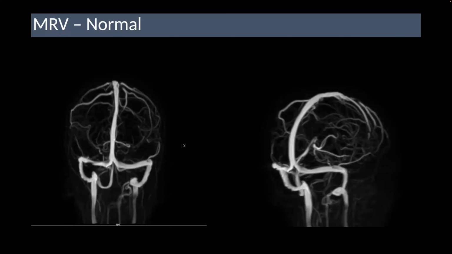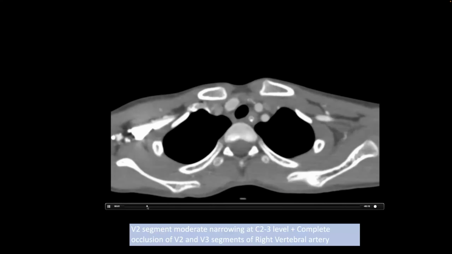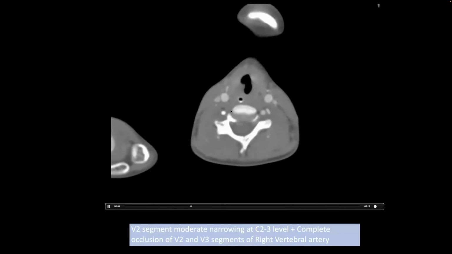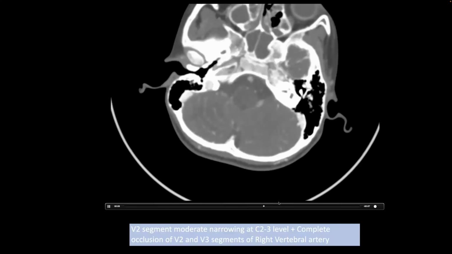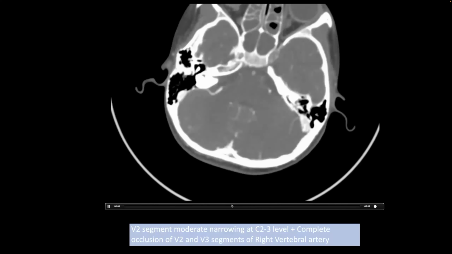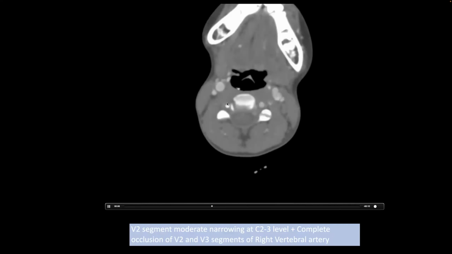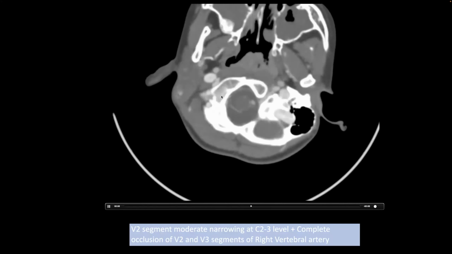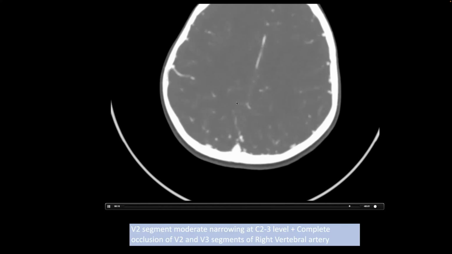MRV was done. MRV demonstrated normal appearance, no stenosis, no thrombosis. Then a contrast CT angio and venogram was done. And here you can appreciate there is some visualization of the right vertebral artery, but in the V2 and V3 segments, let's see if I can pull the video back. So the vertebral artery is visualized but thinned out, and over here especially there is reduced flow and contrast uptake. V2 and V3 segments and the proximal V4 segments demonstrate reduced contrast uptake of the right vertebral artery, whereas the contralateral side was demonstrating normal uptake.